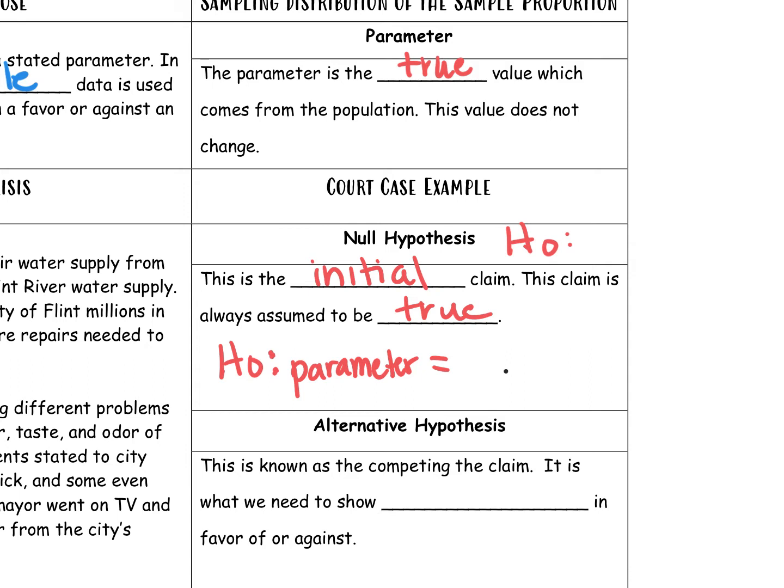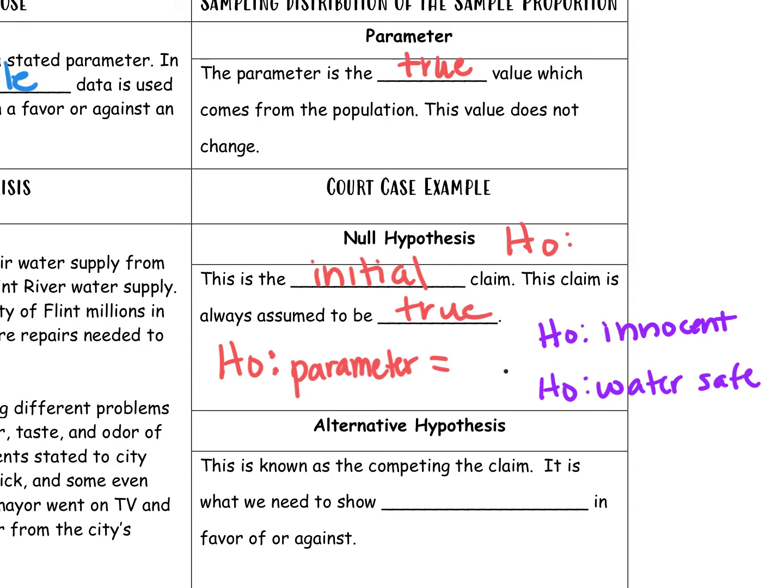If you look at a court case, the initial claim is that a person is innocent until proven guilty. So your H0 would be that the person is innocent. And in the Flint case, our H0 would basically be that the water is safe. So we have safe water. The water is safe to drink. That's our initial claim, and that claim is being made by the city officials here.